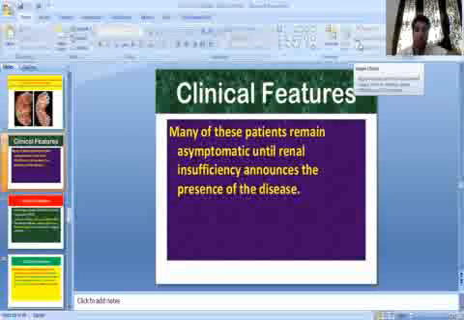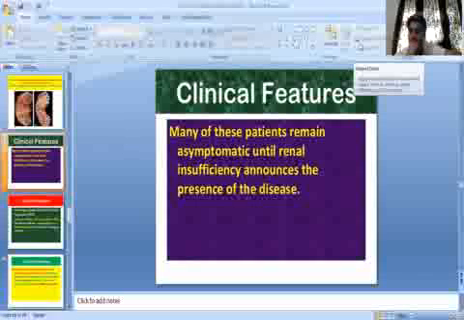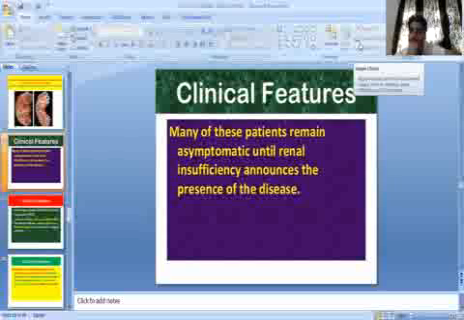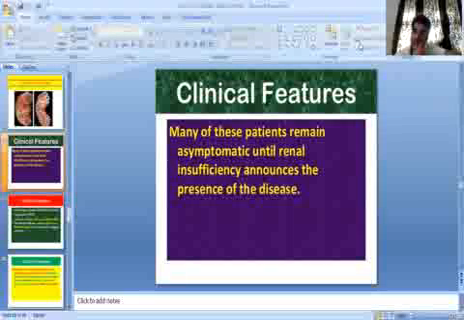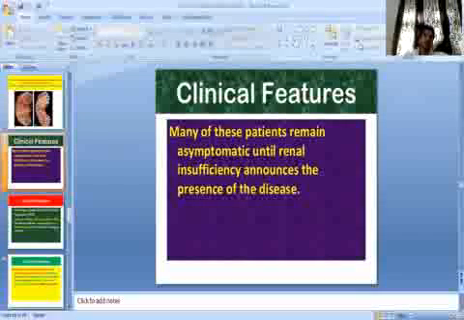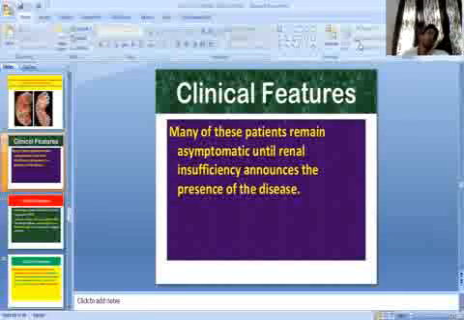In previous classes, we discussed the definitions, pathophysiology, causes, and morphology of polycystic disease. Today we will discuss the clinical features, diagnostic tools, and treatment of polycystic kidney disease. Let's begin with clinical features.